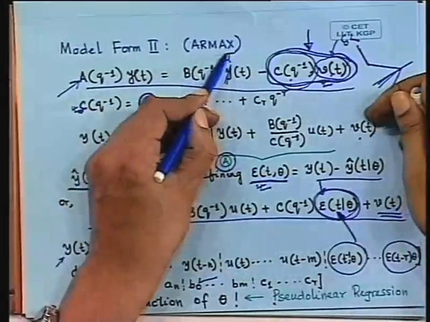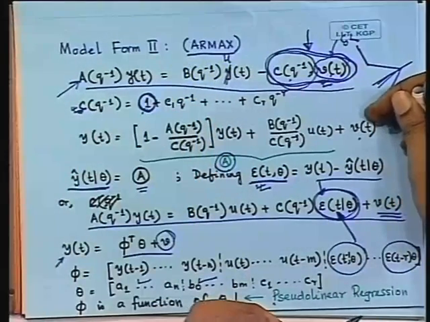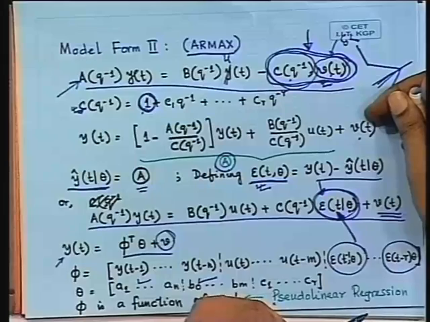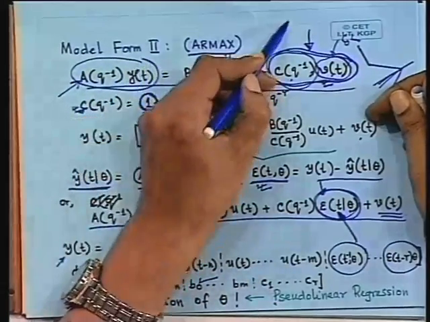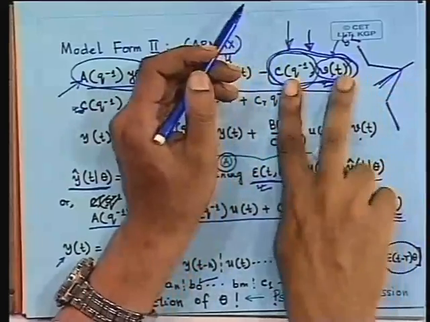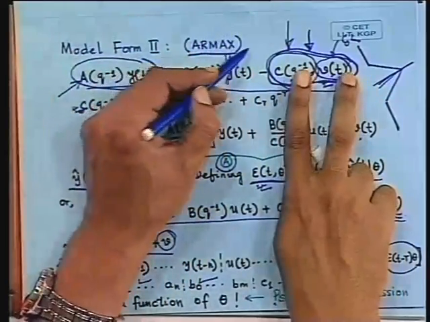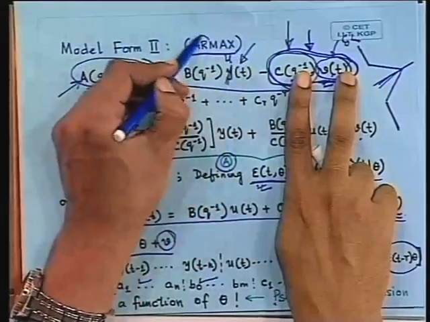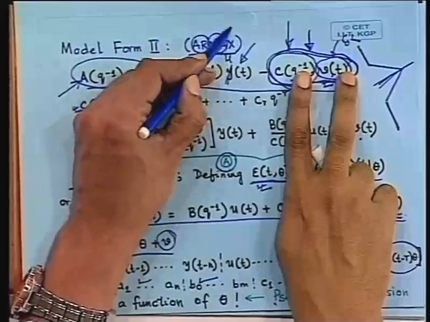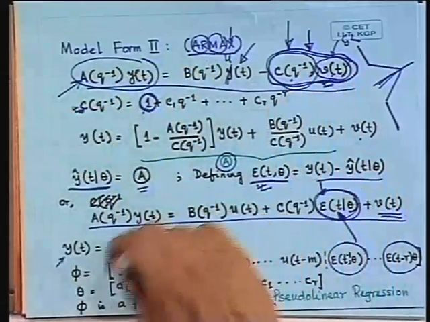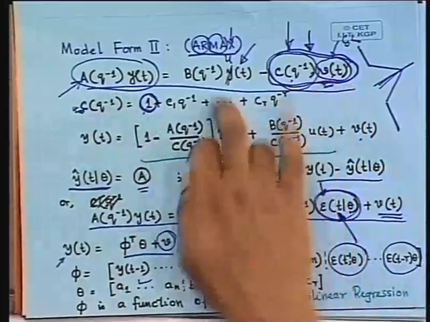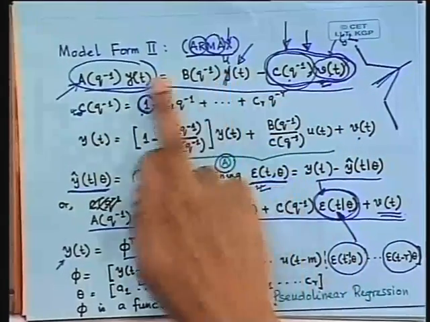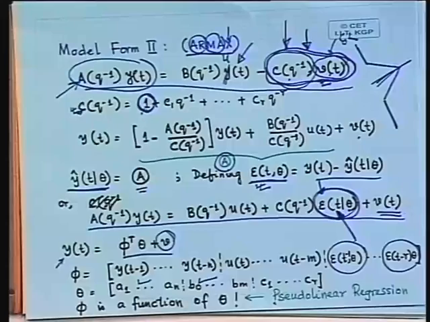So this model is called ARMAX. The previous one was ARX. Why? Because it contains an autoregressive component, it contains a moving average component, now an average of white noises, and it contains an exogenous input. So AR, MA, and X. Previously it was only V, therefore it was only AR and X. Now it is AR, MA, X.